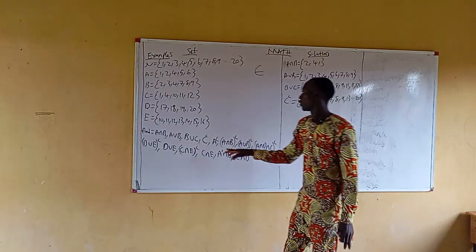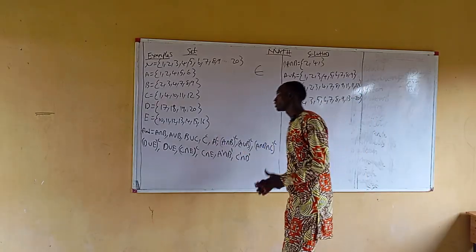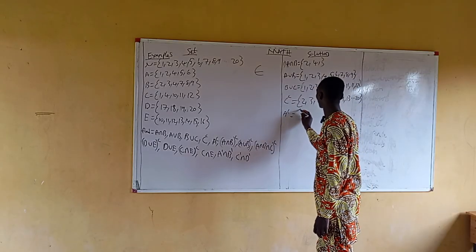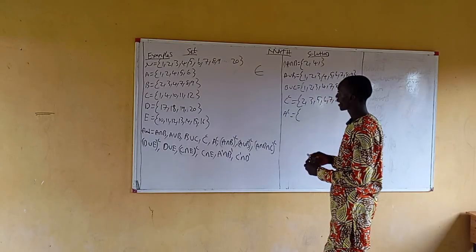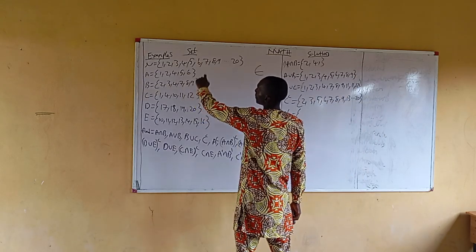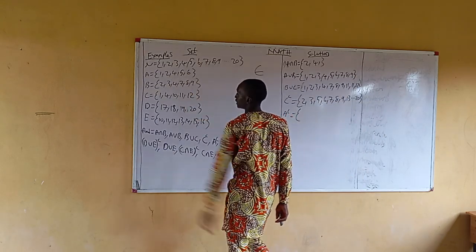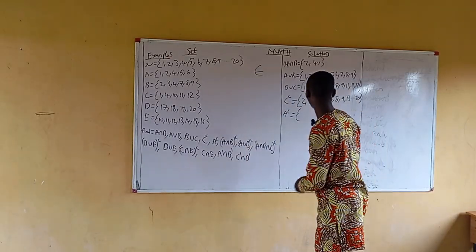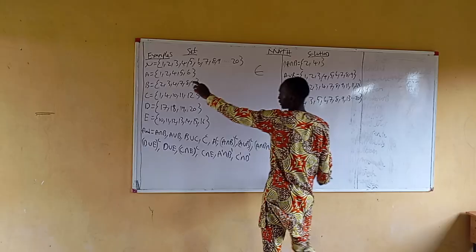Then we'll now move on to A complement. I believe this is very simple also. When we talk about A complement, we say what? A complement means the elements in the universal set that are not in set A. That is not in the set A. The first one we just did.